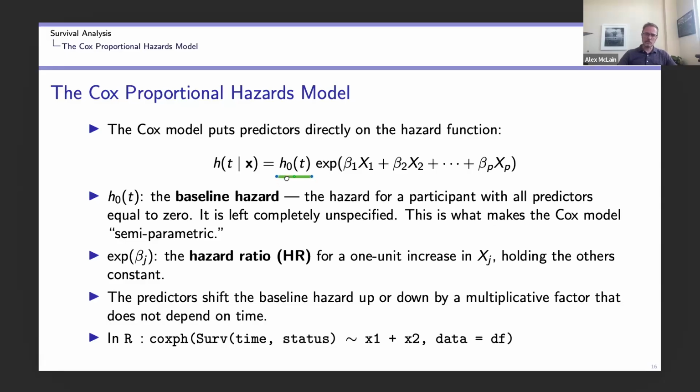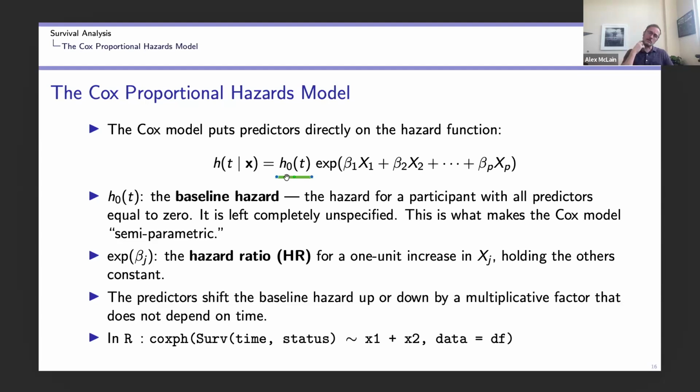The really nice thing about the Cox proportional hazards model is that this baseline hazard does not have to be specified. It's completely unspecified. So it can be a bathtub shape, it can be increasing, it can be decreasing, it can go up and then down, whatever we have. This is what makes the Cox model so special, is that we have this semi-parametric aspect to it.